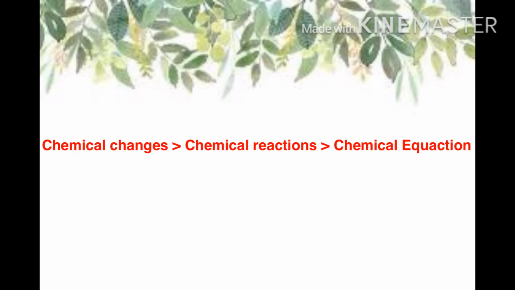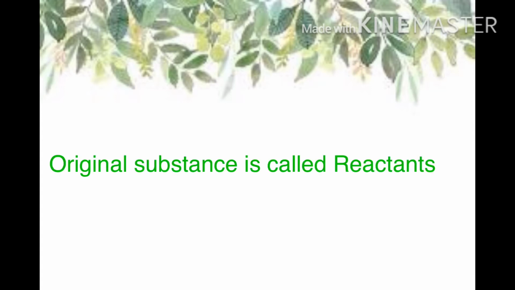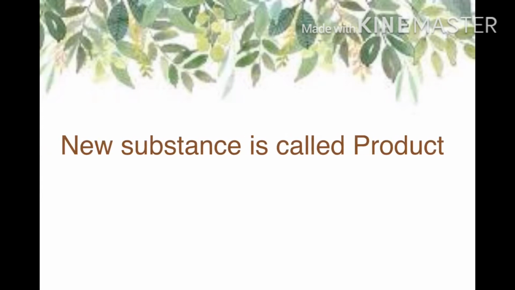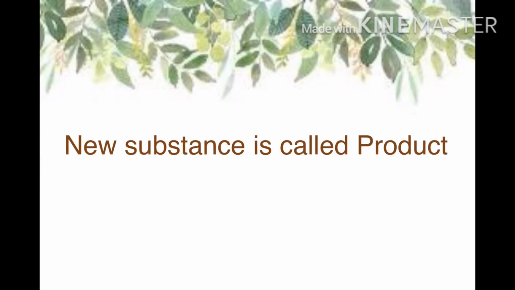So let's see. The original substance is called the reactant. In the case of milk to curd, milk is the reactant, and the new substance is called the product. Same example: the curd from milk, curd is the product. So let's see your book.